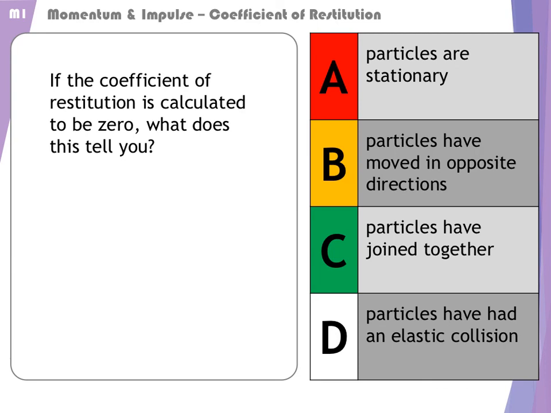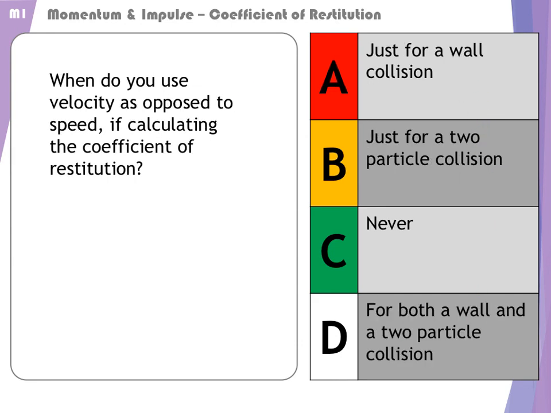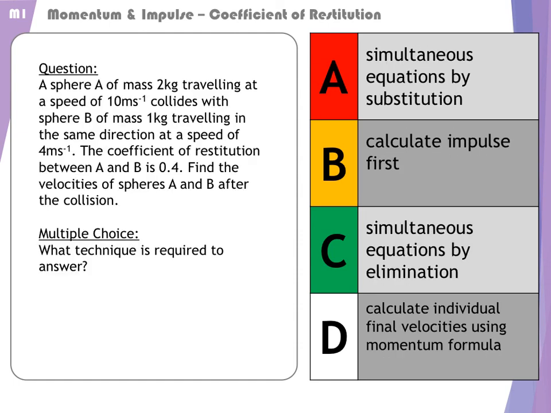So in the lesson I'll ask you a few multiple choice questions, and I thought you might like to prepare for these now. So first of all, if the coefficient of restitution is calculated to be 0, what does this tell you? And so then you've got your options down here that you'll have to choose from. Then, when do you use velocity as opposed to speed when you're calculating the coefficient of restitution? Think back to the very first slide that we went through for that one. And then we've got a nice long question here, and I want you to try and think about how you're going to solve it. Like, have you got simultaneous equations? Do you just have to do one thing first, etc.?